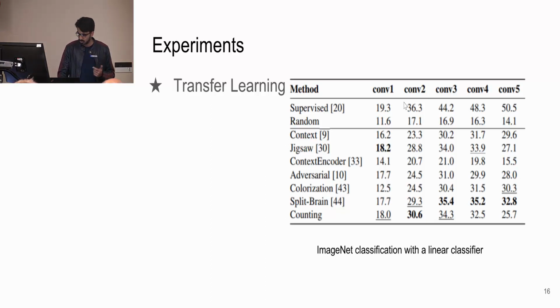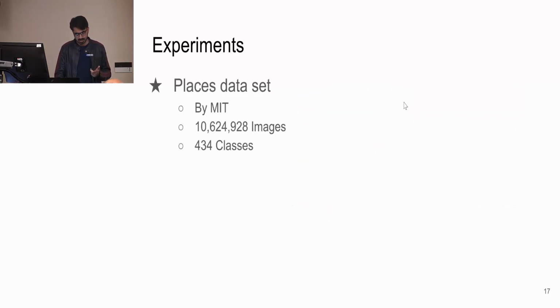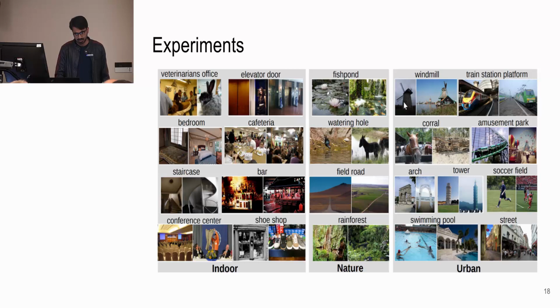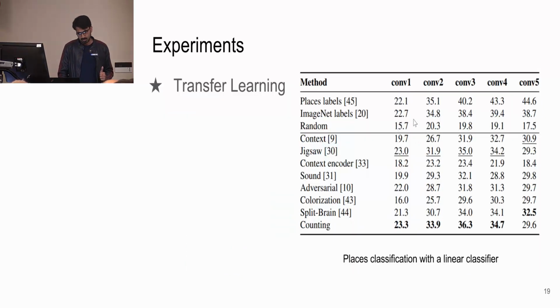Okay. So they had a similar setting for another experiment, and this time they tested on the Places dataset. The Places dataset is similar to ImageNet. It's a classification dataset. It has more than 10 million images and 434 classes. So these are some of the images from the Places dataset. As you can see, this is a very diverse and challenging dataset. These are not simple objects, like window, nature. These are actually scenes from the real world.